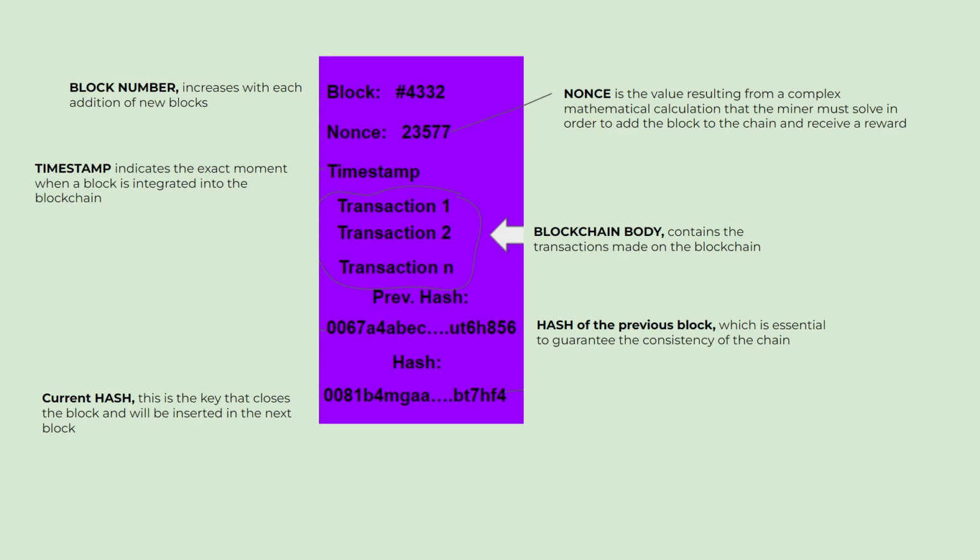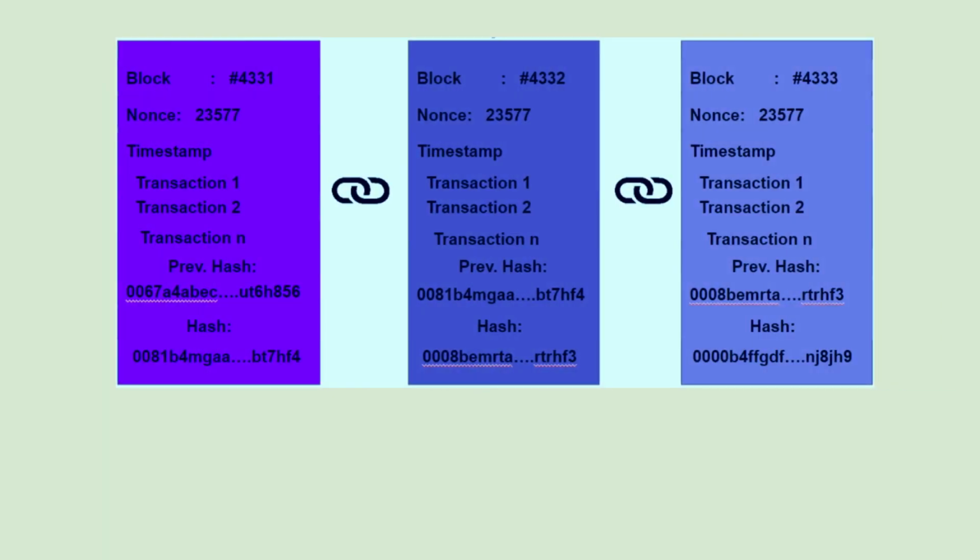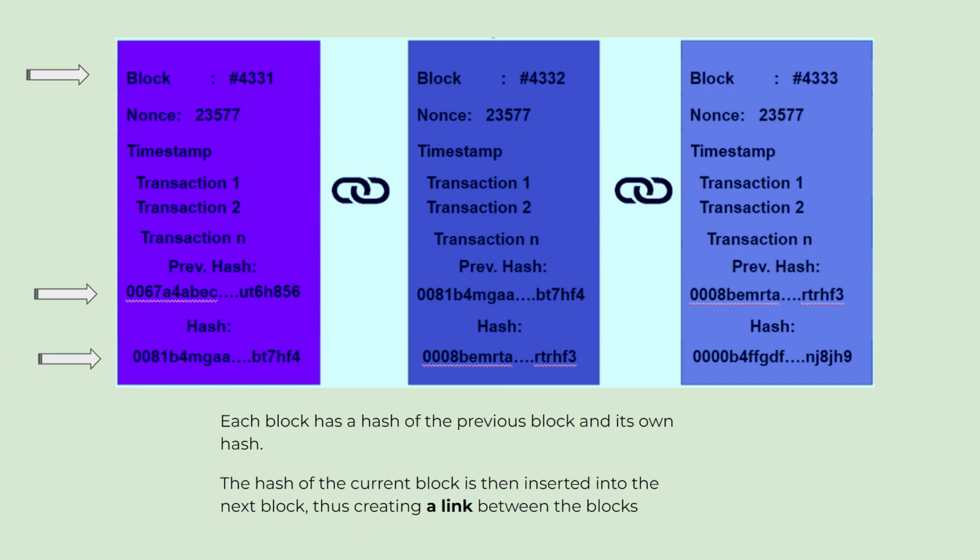Now, let's examine the structure of the entire chain. At the top, we see that each block has a progressive number. As new blocks are created, these numbers consequently increase. We notice that each block has the hash of the previous block and its own hash. As mentioned, the hash of the current block is inserted into the next block, thus creating the link between the blocks.